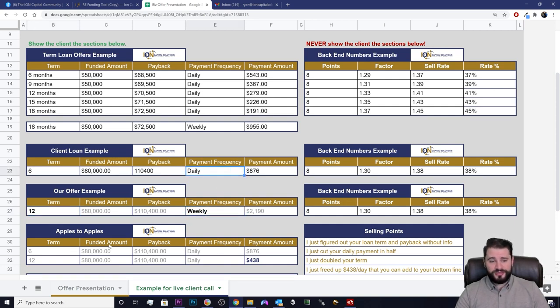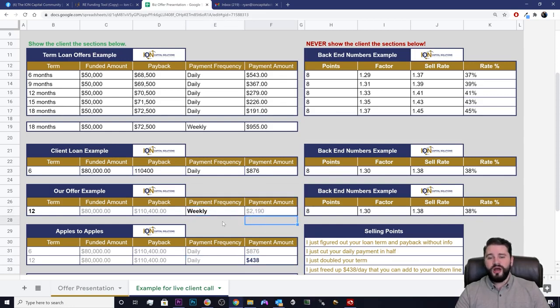But just to compare apples to apples for a minute, at a 12-month term and a daily payment, by doubling your term, I'm cutting your payment in half. So you go from paying $876 a day to $438 a day. Think of the savings, right? And on top of that, I'm not going to do you dirty with a daily payment. I'm going to get you that weekly payment. So instead of you spending the $4,400 a week, you're spending $2,100 a week.